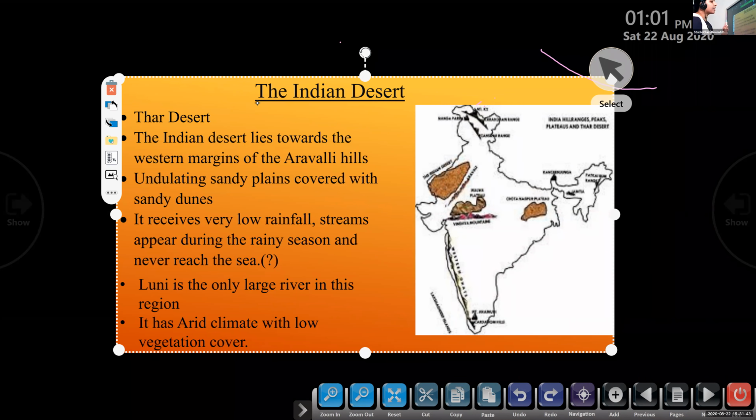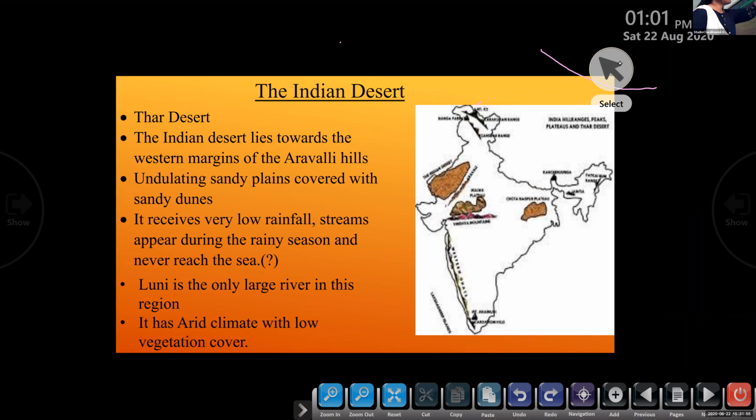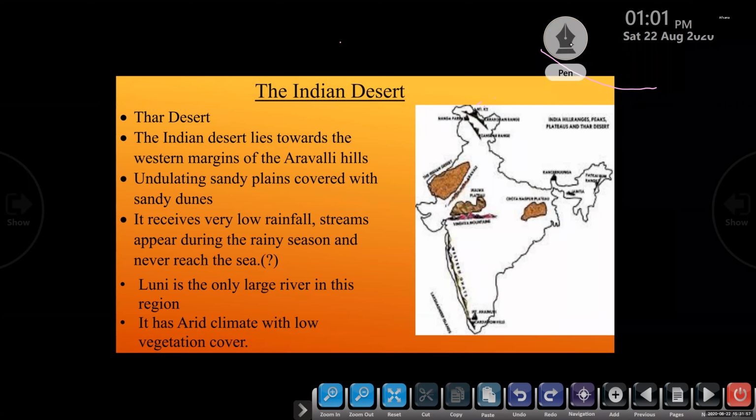You might have seen a desert, right? It has undulating sandy plains covered with sandy dunes. What is the meaning of the sentence? Undulating sandy plain means a softly, smoothly rising and falling form like this. It's a sandy plain but not a flat plain. In between you can see the undulating sandy plain. So it has undulating sandy plains, a smoothly rising and falling form.